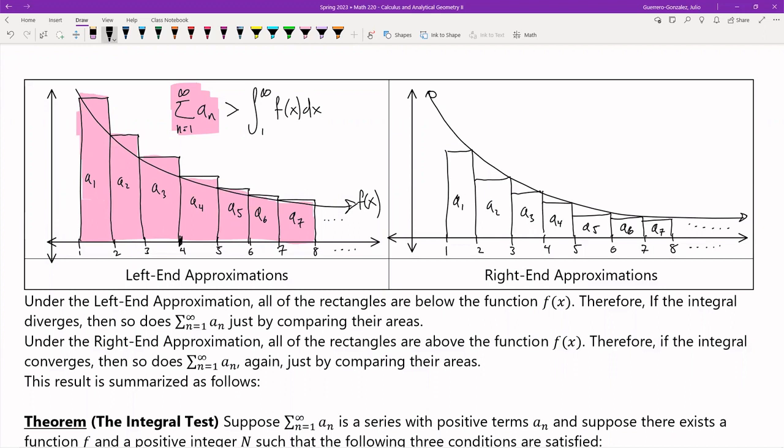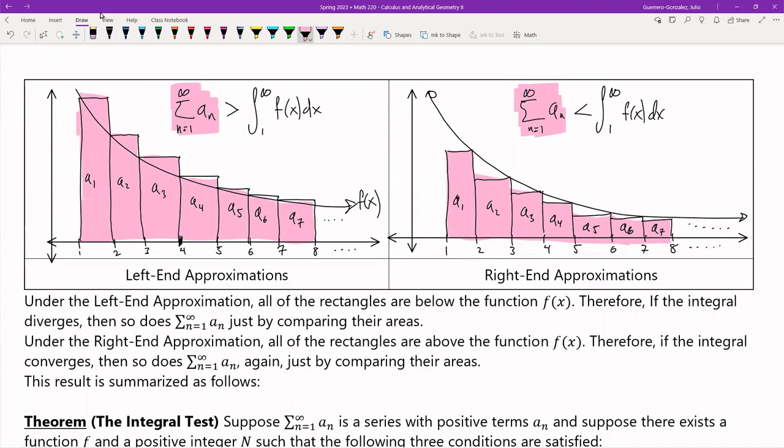Awesome. Now, let's go on and do the right end approximation. So same idea, right? This area in the pink is the combined area of my summation of my series. So we have the sum n equal 1 to infinity of a sub n, right? And in this case, notice that all of the boxes are below f of x, right? So this is going to be strictly less than the integral from 1 to infinity of f of x dx. That is my pink there, right?